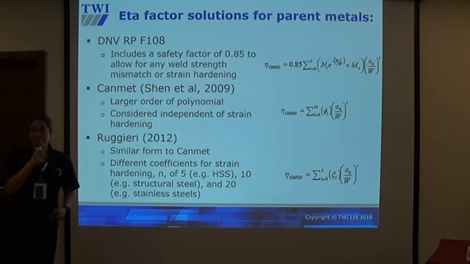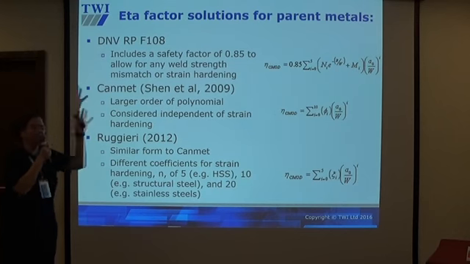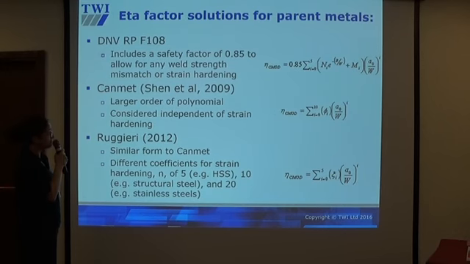So all I needed to do then is say, well, that was interesting, what about the eta factor solutions? We have a larger number out there. A lot of people have been doing research looking at eta factor solutions for SENTs. The DNV one includes an arbitrary safety factor of 0.85, nominally to account for weld strength mismatch and strain hardening, but in a nebulous kind of way. Or we'll just add a safety factor because we don't know.